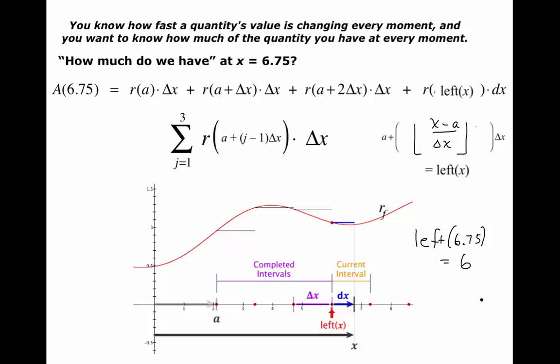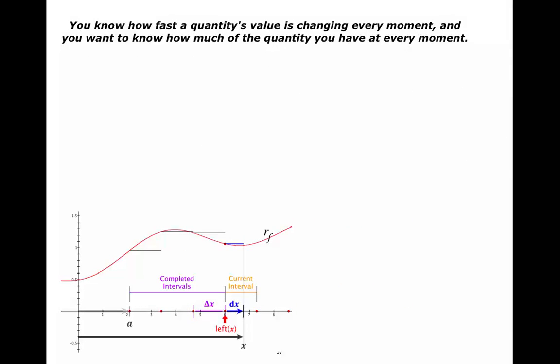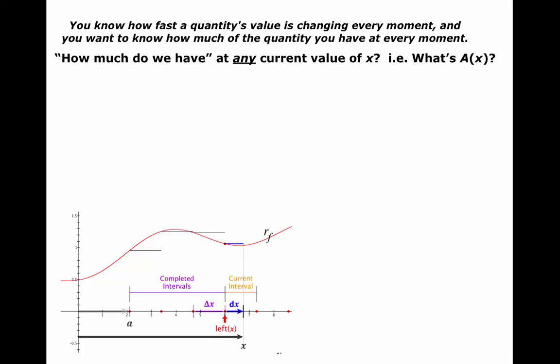Okay, we got everything we need to write this bad boy in one line. Here we go. So now, how much do we have at any current value of x? In other words, what is the approximate accumulation function, which we'll call A of x? So what's the general structure of A of x? Just the general structure. Where's Philip? Can you tell me just the general structure, the biggest picture of A of x? How are we going to get a total amount of accumulation at x?